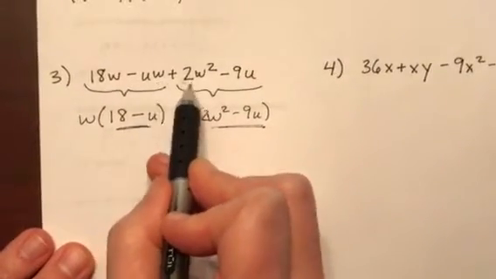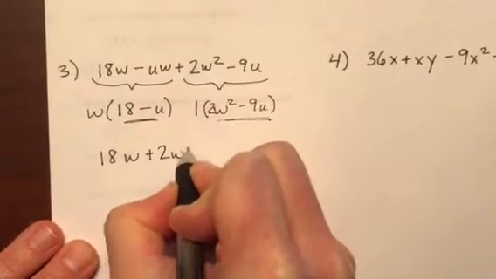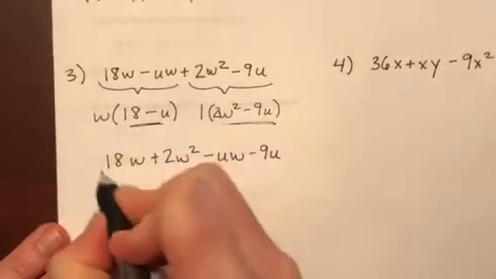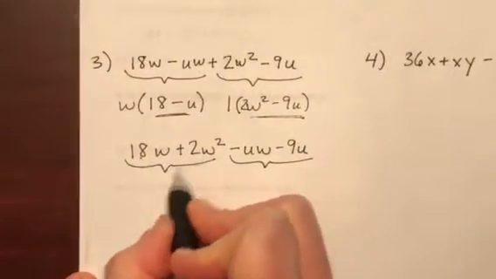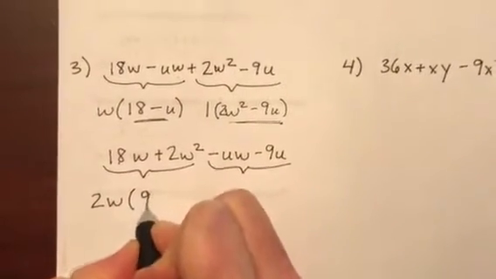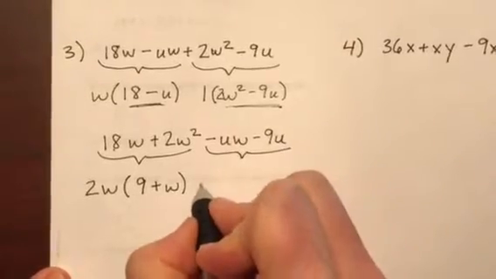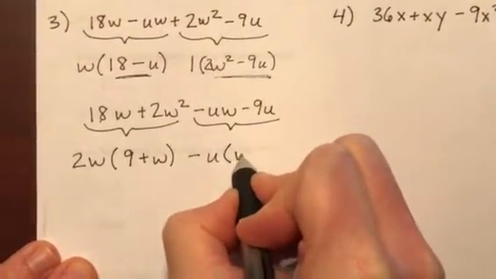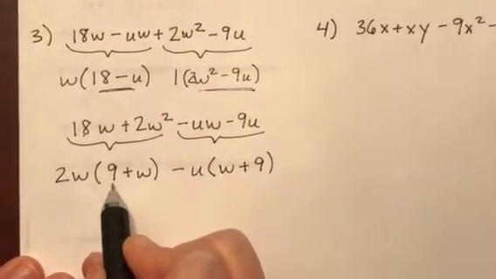So let's just try switching these 2 middle terms and make this 18w plus 2w squared minus uw minus 9u. Now we look for greatest common factor with the pairs. 18w and 2w squared both have 2w as a factor. That would leave us with 9 plus w. And then these two are both negative, so we know we want to take out a negative number. Both of them have a u, so let's take that out, and we'd have w and plus 9. Even though these are in different order, they actually are the same thing.